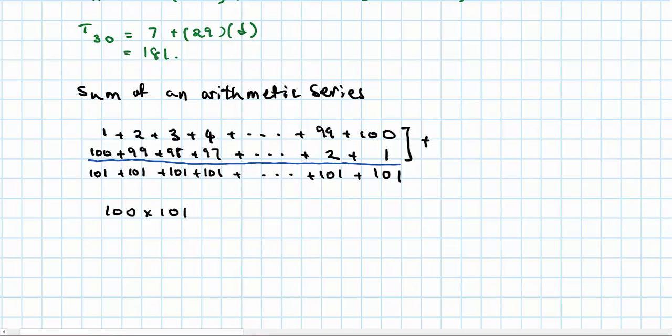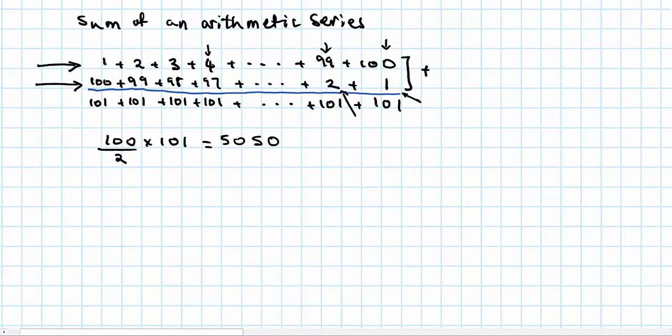But I've added the series once and a second time. So this 100 times 101 is the series being added twice, because we added each term from this top series with the term from the bottom series. So I need to divide this answer by 2, which gives me 5050. So let's see if this works for some series which isn't so straightforward.